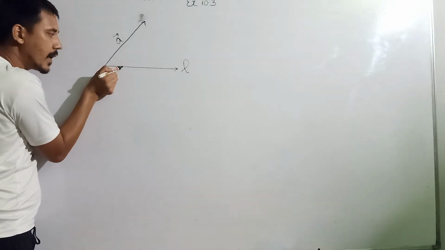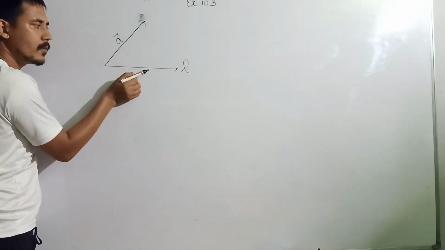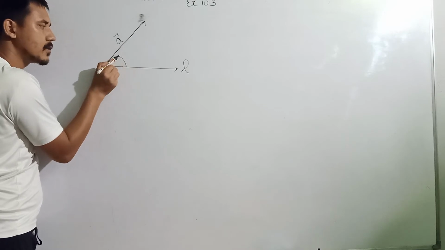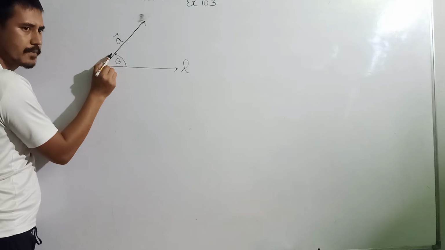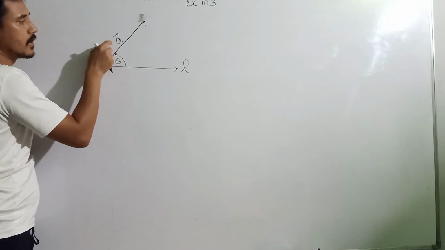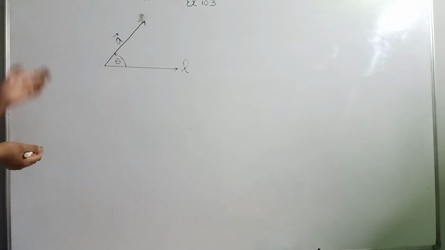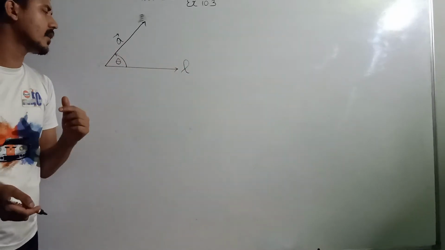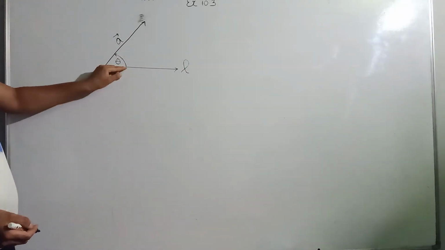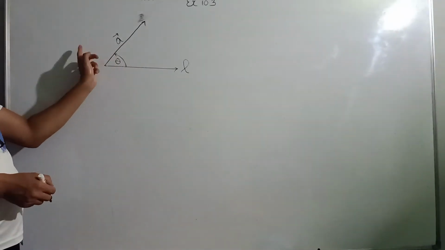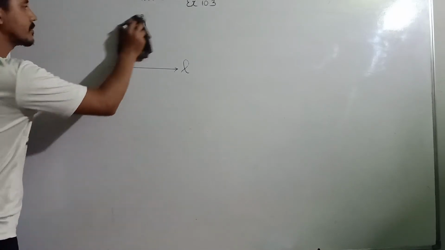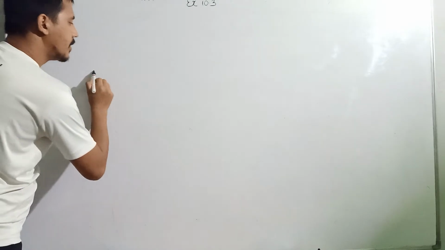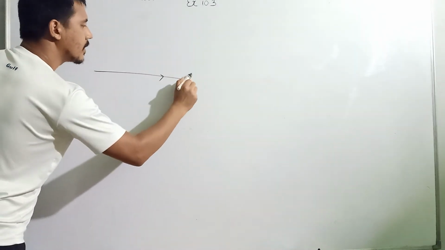So the angle made by this vector A with the line should always be measured in anti-clockwise direction. Alright? Now, this vector A is making some angle with this directed line L. Then the angle should always be measured in anti-clockwise direction, okay? Now, you have a directed line L.